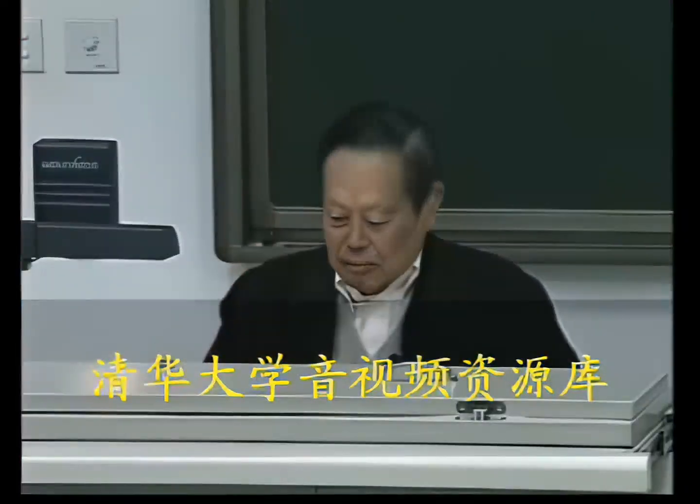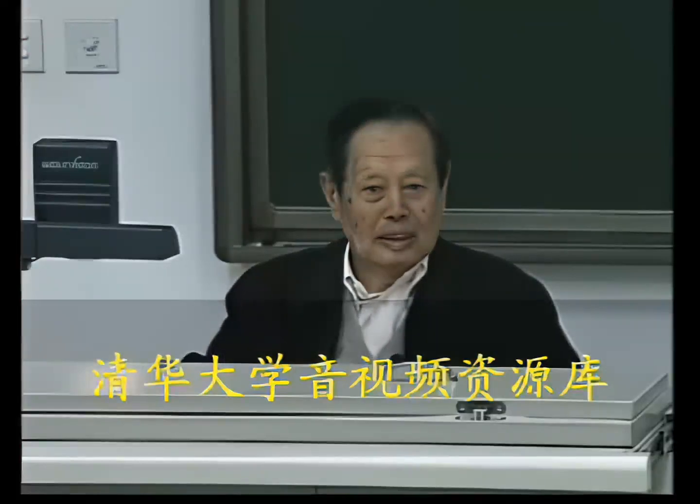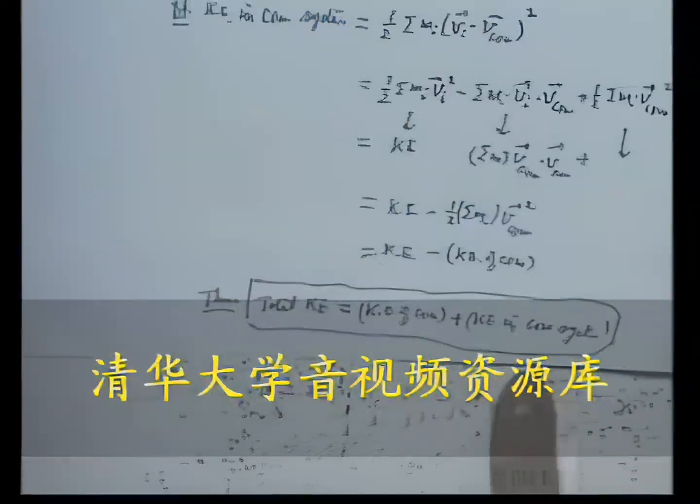In the original system, we have both of these two. In the final system, this part is zero. So therefore, the final kinetic energy is less than the initial kinetic energy. Is everybody happy with this?